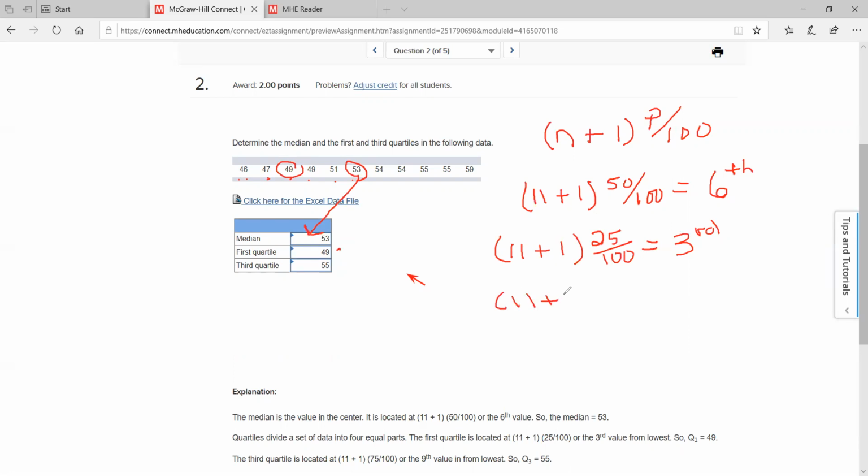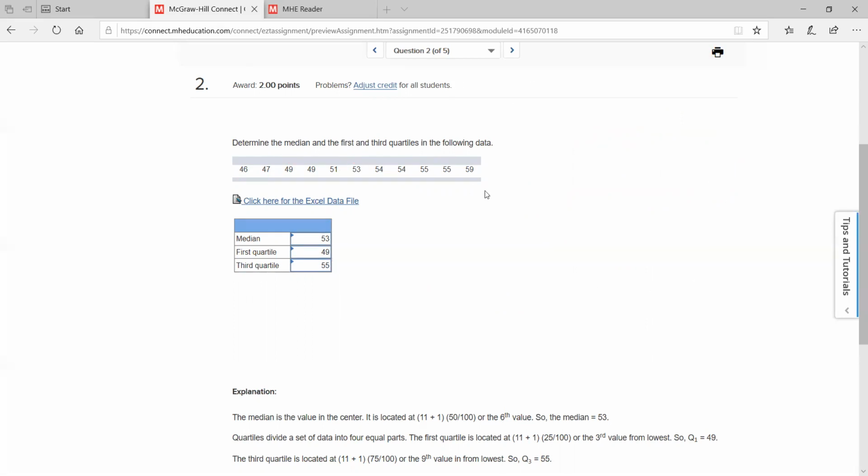So again, you would go 11 plus 1, multiply that by 75 over 100. And in this case, you're going to get the 9th position. It just happens to be right at 9. So you count 1, 2, 3, 4, 5, 6, 7, 8, there you go, 9, so you'd be 55. That would be, of course, your 3rd quartile. All right, that's problem 2.